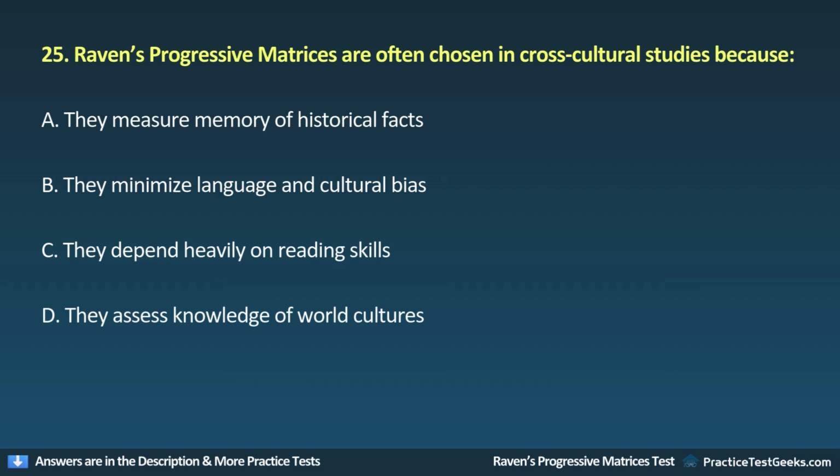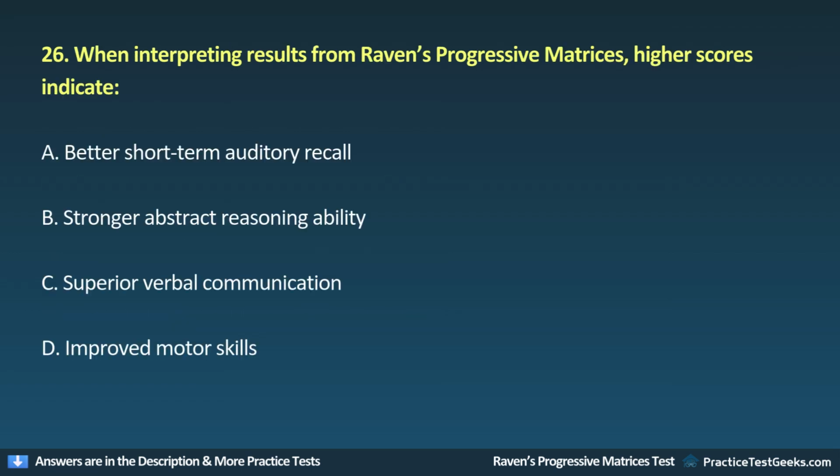25. Raven's Progressive Matrices are often chosen in cross-cultural studies because: A. They measure memory of historical facts. B. They minimize language and cultural bias. C. They depend heavily on reading skills. D. They assess knowledge of world cultures.